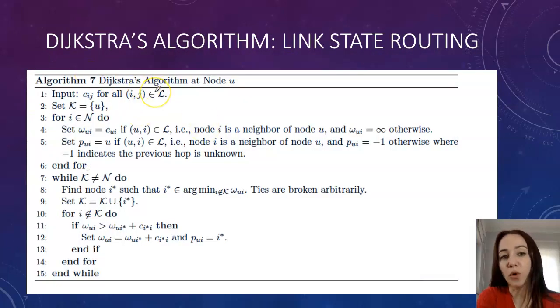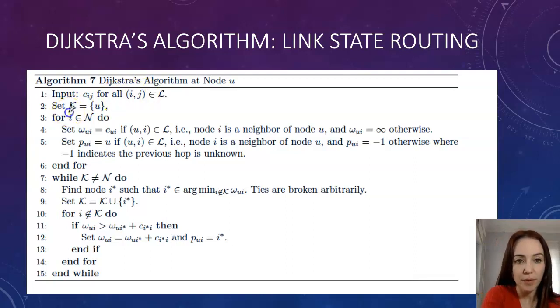So the algorithm works by keeping a set kappa. This is the set of nodes to which the minimum cost paths have already been determined. This set kappa is updated at each iteration. Initially, the set kappa is initialized as the node U itself. Remember, we're running Dijkstra's algorithm at node U.